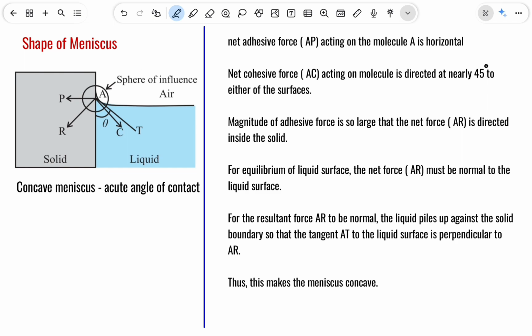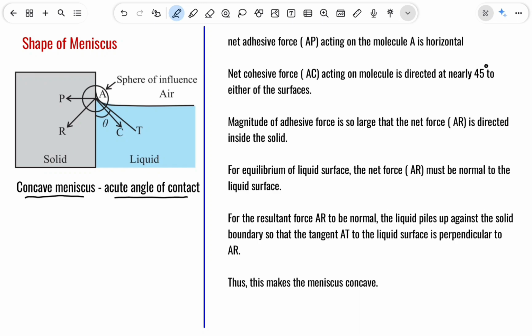Now we have to understand the formation of different meniscus. The first meniscus whose formation we are going to understand is a concave meniscus for which the angle of contact is acute. Now, the formation of the shape of meniscus, concave or convex, depends upon the relation between adhesive forces and the cohesive forces experienced by the molecules of the liquid which are near the point of contact. So let's understand concave meniscus based on that.